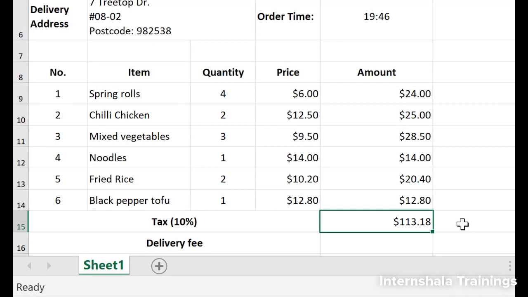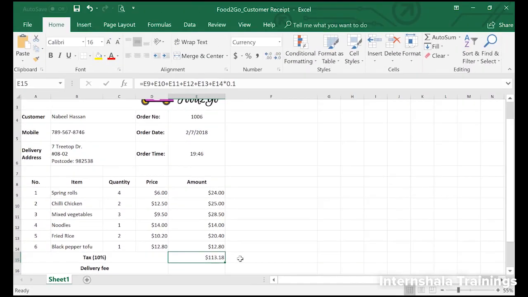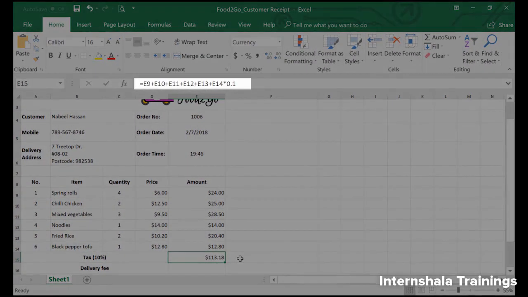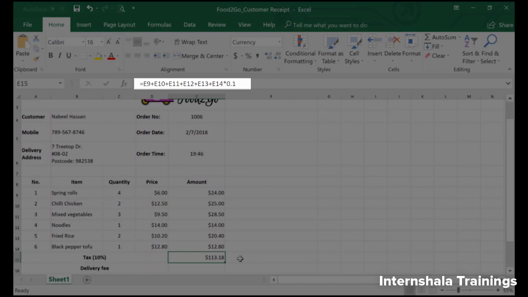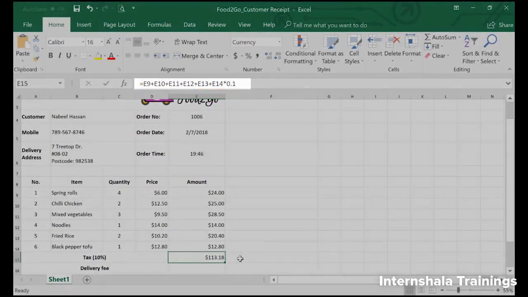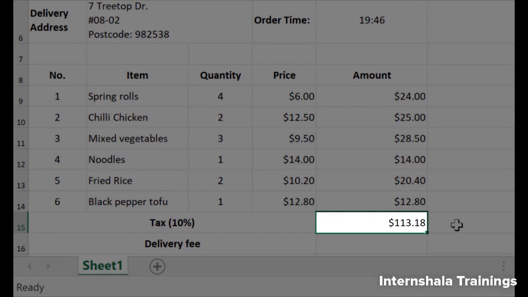This is a good example of why we must be aware of the order of operations when writing formulas. Let's study the equation we entered again for a minute. From BEDMAS, the first operator to appear in our equation is multiplication. Therefore, Excel will calculate this first, and then only after this will it add up all the other cells. And this is how we end up with the wrong tax amount.